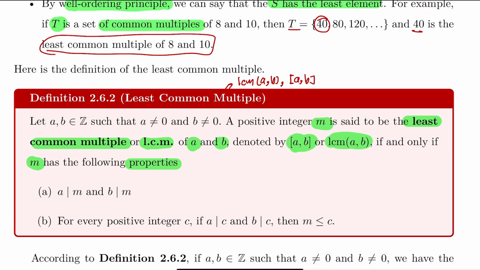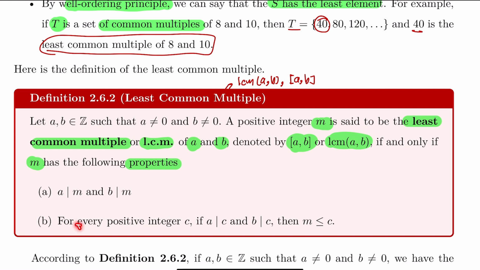Number one, a divides m and b divides m. That's number one. For number one, it says that m is just a common multiple. Now, how do we get the least common multiple?